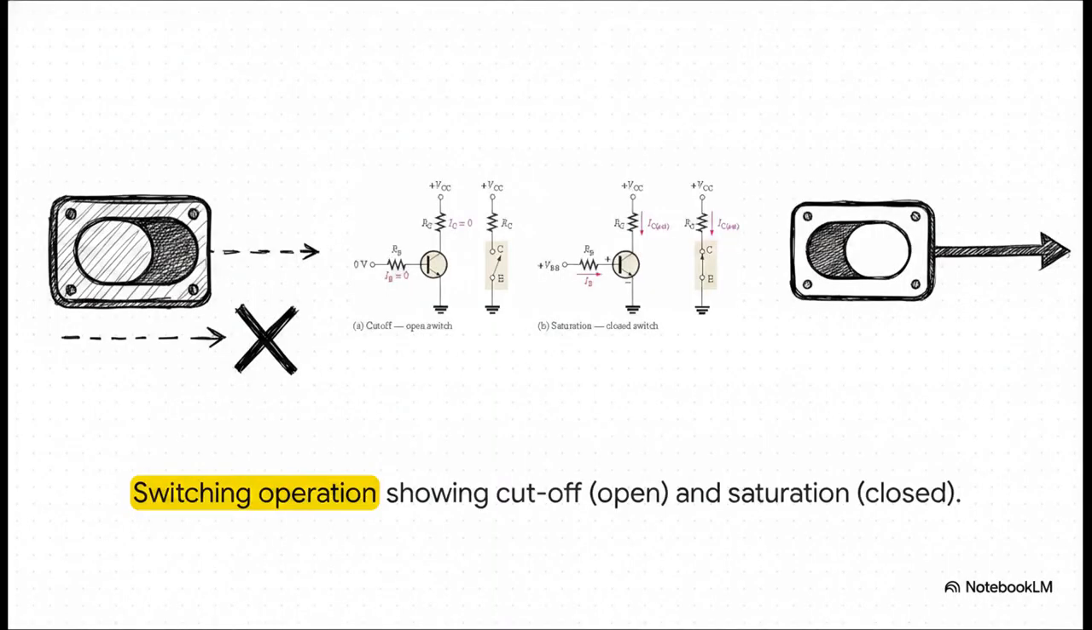Honestly, the best way to think about these two extreme states is by using a simple mechanical analogy. When the BJT is in cutoff with zero base current, it acts exactly like an open switch. Absolutely nothing flows. But when we pump in enough base current to drive it hard into saturation, it acts just like a closed switch, letting the maximum possible current flow right through the collector circuit.